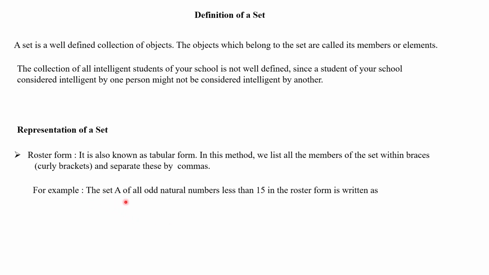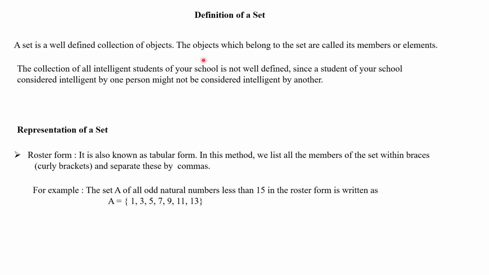Suppose we have to write a set A of all odd natural numbers less than 15. Two things are there. First, it should be an odd natural number. Second, it should be less than 15. So the numbers will be 1, 3, 5, 7, 9, 11 and 13.